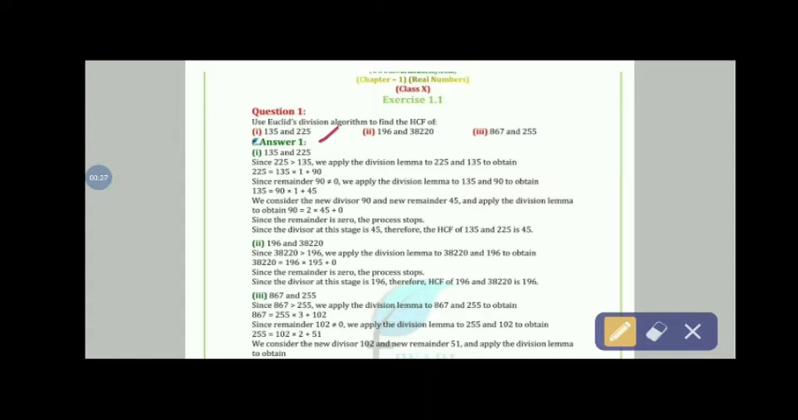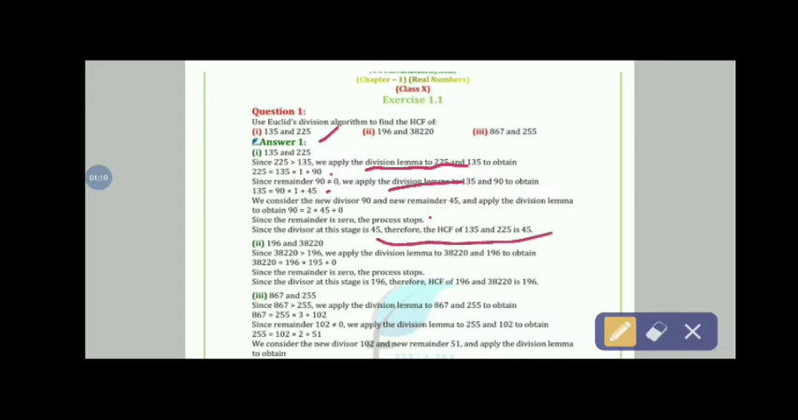Since 225 is greater than 135, we apply the division lemma to 225 and 135, so we can write 225 equals 135 into 1 plus 90. Since the remainder 90 is not equal to 0, we again apply the division lemma to 135 and 90: 135 equals 90 into 1 plus 45. Now we consider the new divisor 90 and the new remainder 45 and apply the division lemma: 90 equals 2 into 45 plus 0. Here the remainder is 0, so the process stops. Therefore 45 is the HCF of 135 and 225.